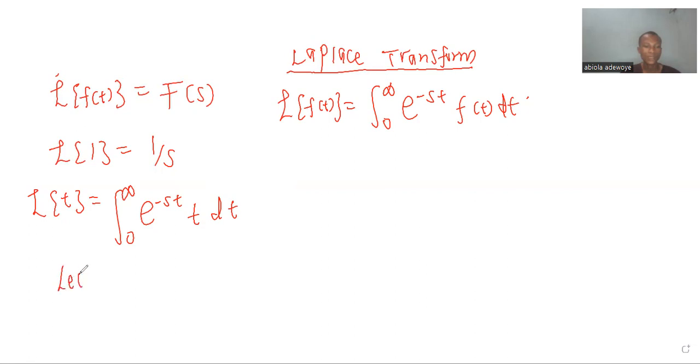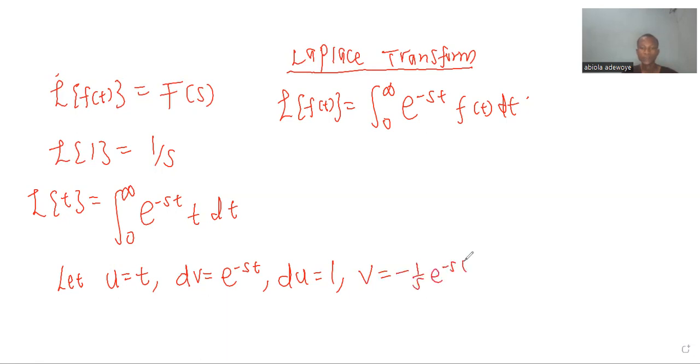Let u be equal to t, and let dv equal exponential raised to minus st. Now, given our u to be t, it means our du will be 1. Also, from dv equal to exponential minus st, it means our v will be equal to minus 1 over s exponential minus st.